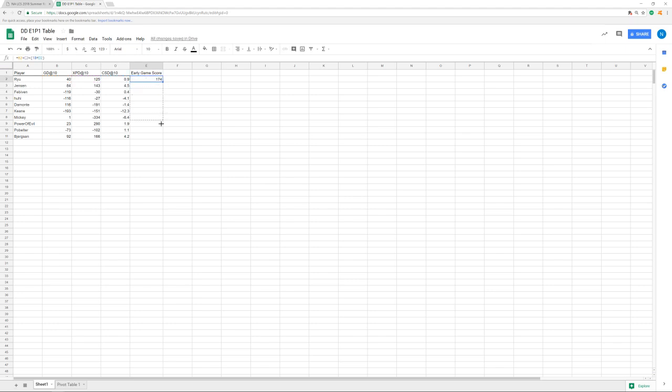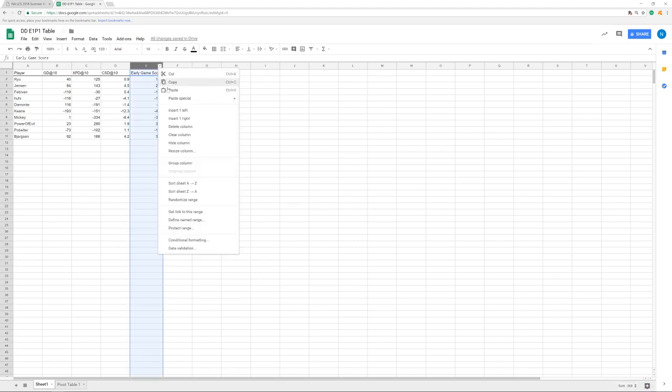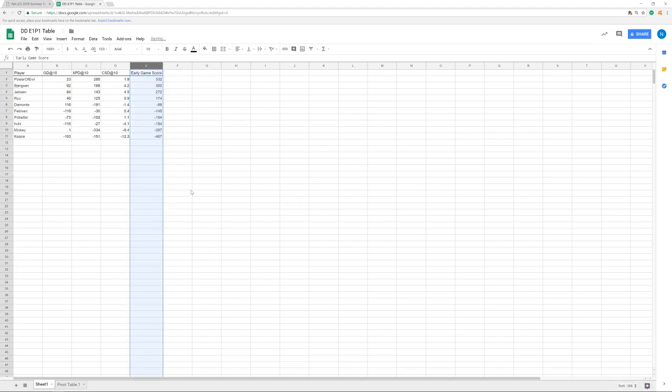Now we can generate an early game score for each of our 10 mid laners in the North American LCS. Okay, now let's rank this score from the highest to the lowest, and this is how each of our North American LCS mid laners rank on our new early game score.